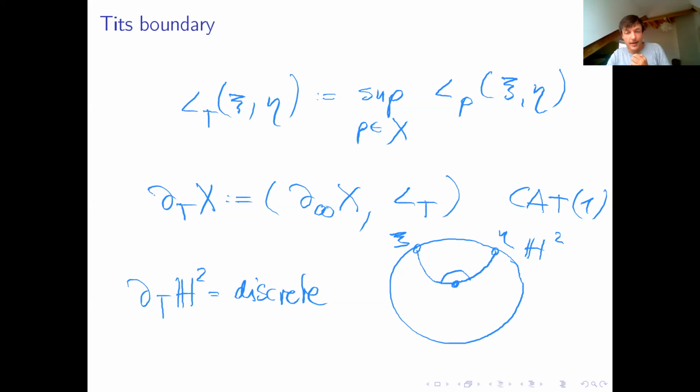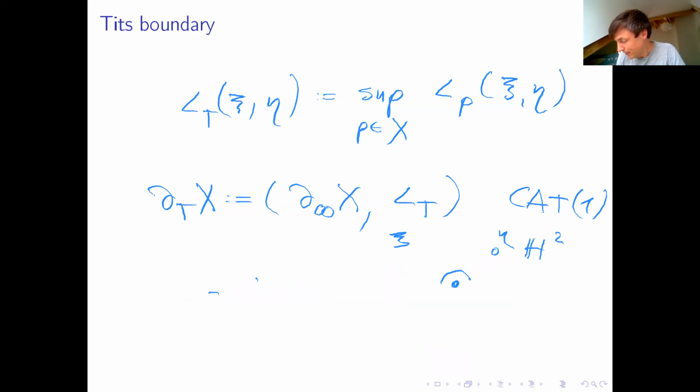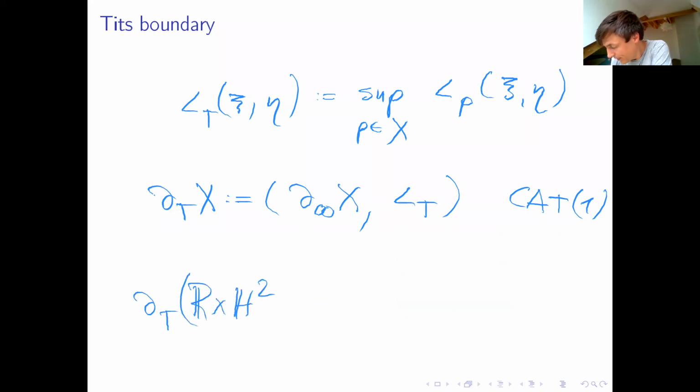And now kind of the air already gets thin. There's one more thing I can discuss, and then for every other space, either we don't understand the Tits boundary at all, or it's the Tits boundary of a symmetric space, and that's already quite a complicated discussion. So let me close this discussion of the Tits boundary with one more example, which is good enough for the rest of the talk. And it's the Tits boundary of the product of the real line with a hyperbolic plane.